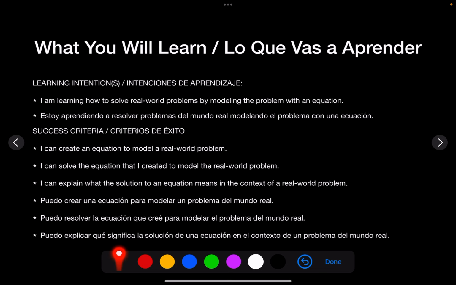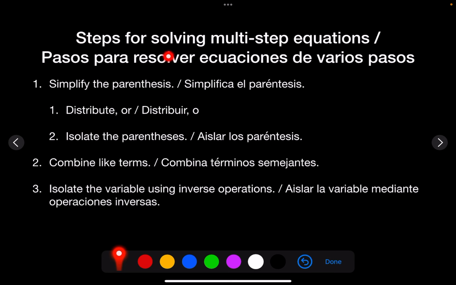So what we learned here was how to solve real-world problems by modeling those problems with an equation. And we have determined our success as creating that equation to model the real-world problem and then solving it, and then, most importantly, correctly interpreting the result within the context of that real-world problem. Remember always that steps for solving multi-step equations are first to simplify the parentheses, either through distribution or isolating the parentheses like a term. And then, of course, you're always trying to combine like terms when possible and using inverse operations to move them from one side to another as you isolate the variable.